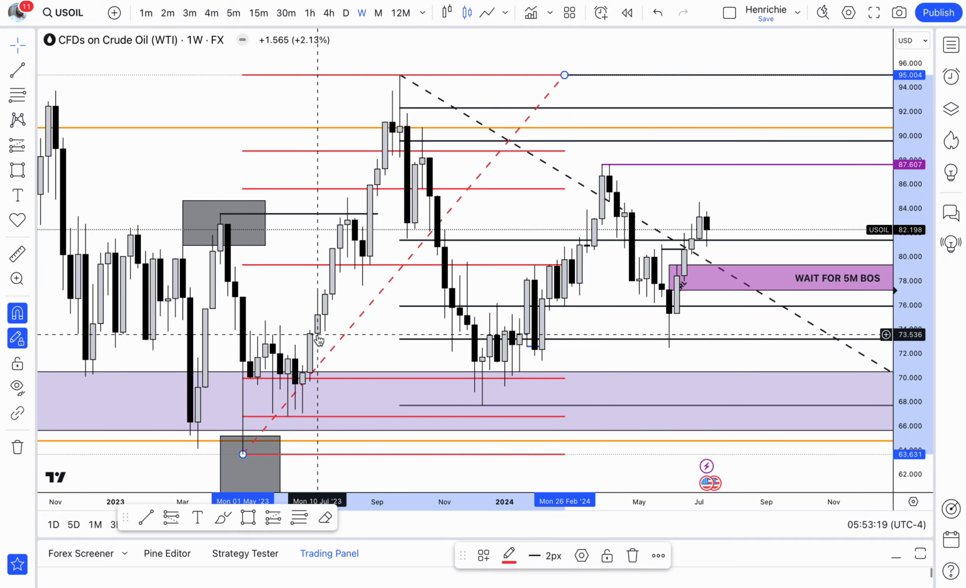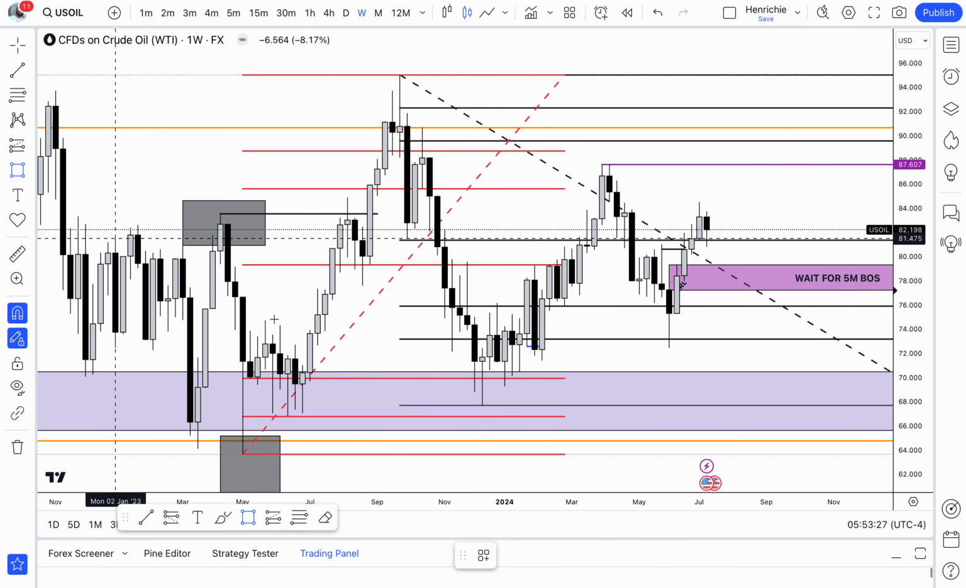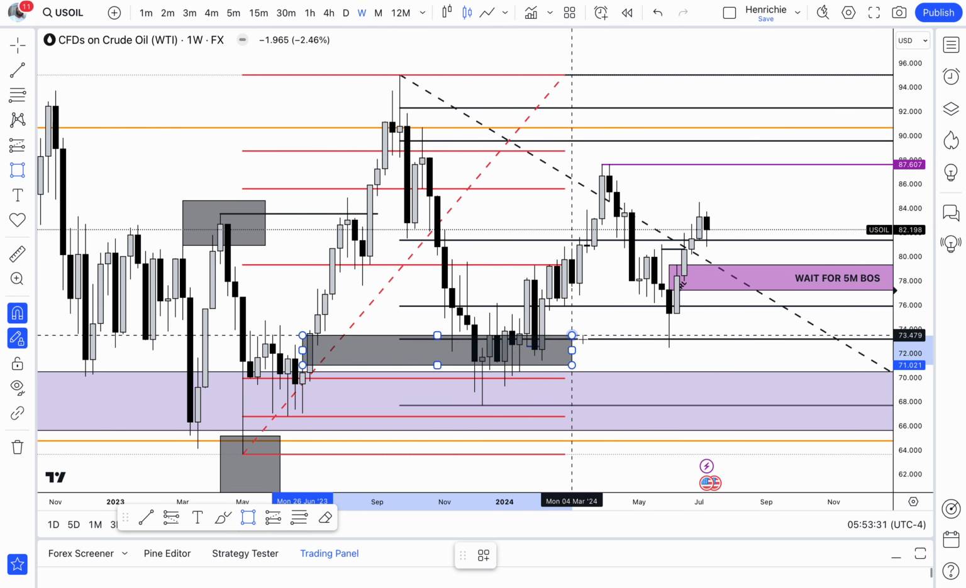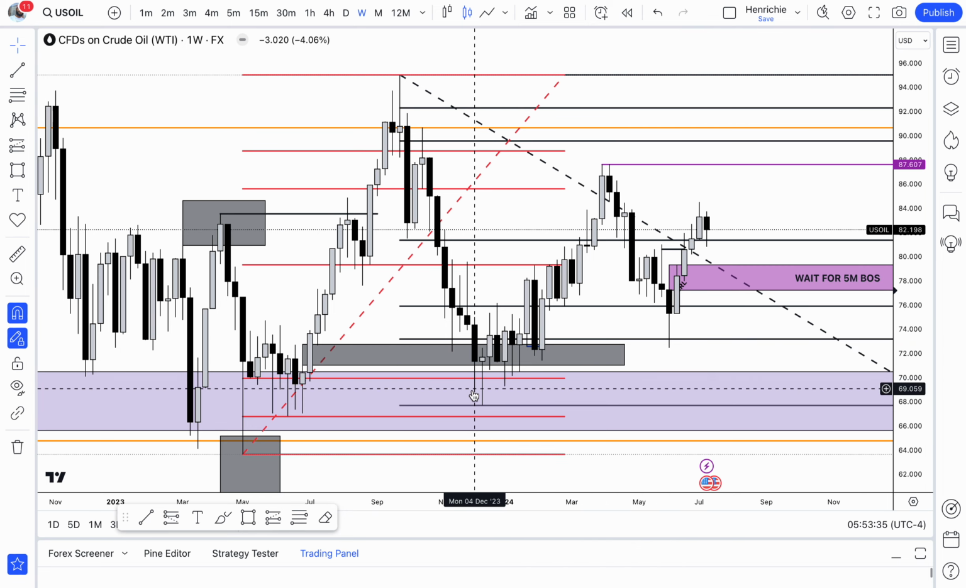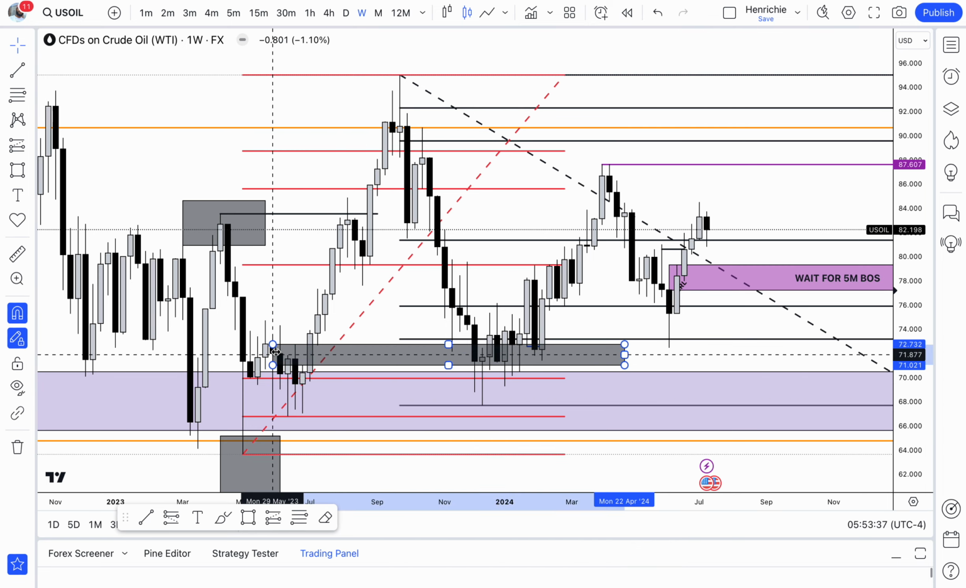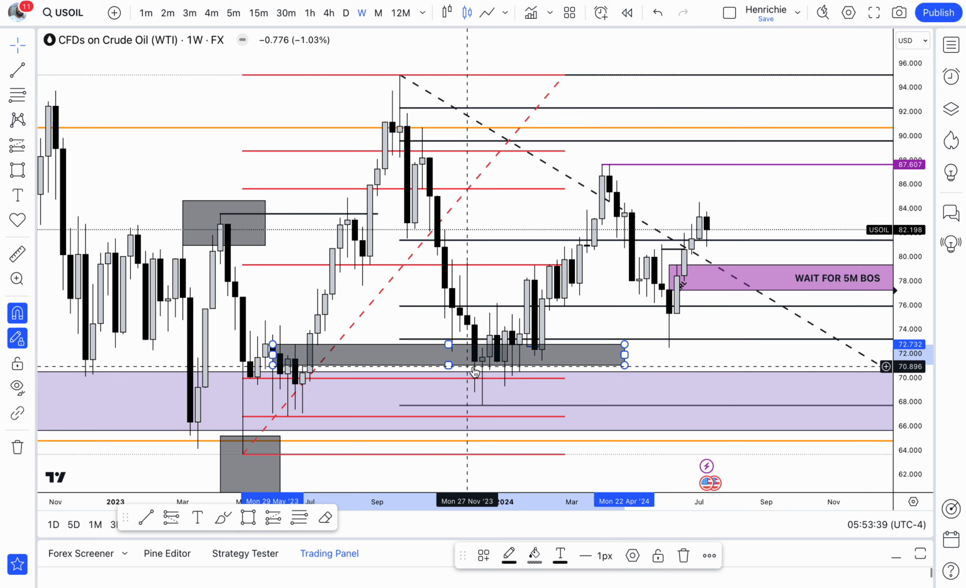Look what's resting before the extreme discount: inefficiency, giving you the telltale sign that this inefficiency right here will potentially attract price to the downside. Look at the inefficiency. And look how price came to that inefficiency and failed to close below the inefficiency. Failing to close below the inefficiency, dipping into the extreme discount. This is your opportunity to buy.